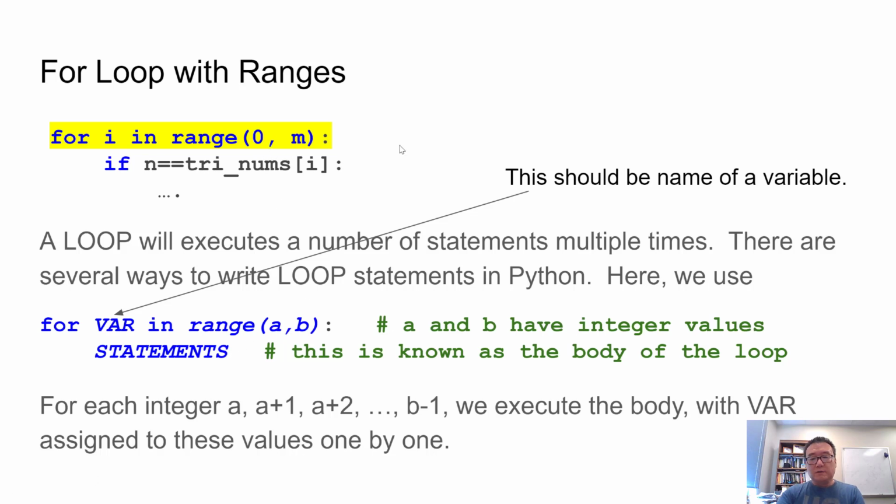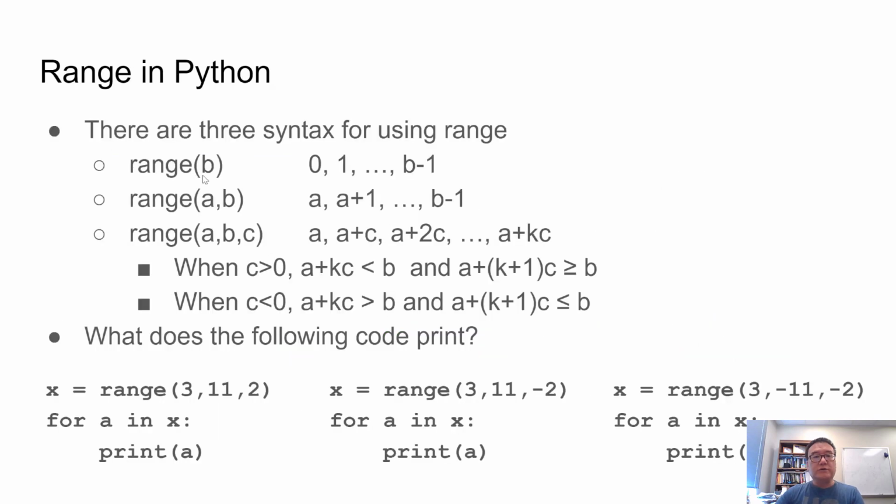So this is only one way of writing range. In fact, the syntax for range in Python allows three different ways. We can write range to take a single argument, a single number b. This means that we'll be going from 0, 1, all the way to b minus 1. And we've explained this a, b syntax. We can also use three values, a, b, and c.